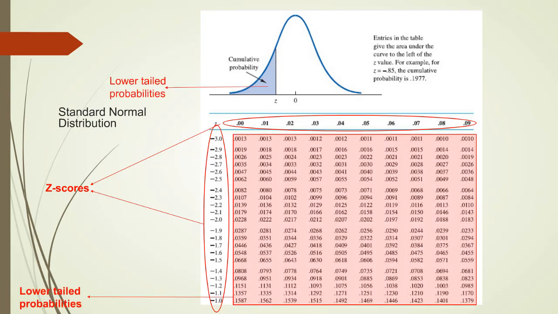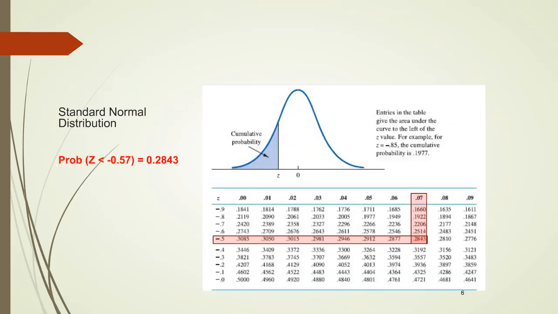The second set of numbers are the corresponding lower-tailed probabilities to certain z-scores. The shaded area in the bell curve above is to the left of a z-score, so it is a lower-tailed probability. The probabilities range from 0 to 1. For example, the lower-tailed probability of negative 0.57 is 0.2843, or equivalently, the probability of a z-score being less than negative 0.57 is 0.2843.